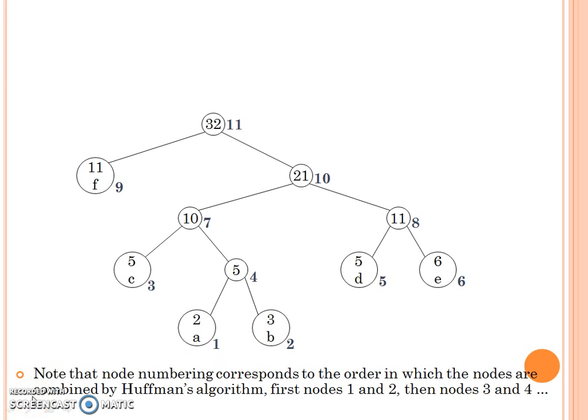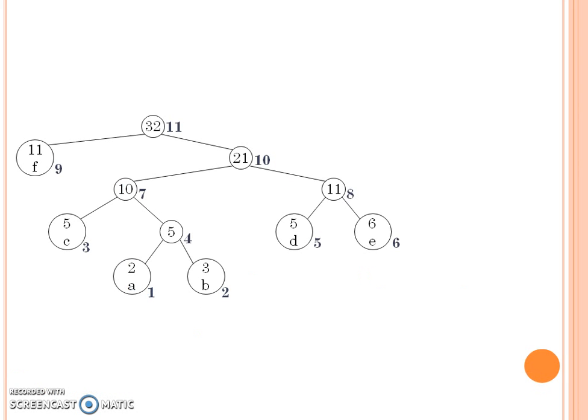Let's see one more example. Note that the node numbering corresponds to the order in which nodes are combined by Huffman's algorithm: first nodes 1 and 2, then nodes 3 and 4. Now consider this tree in which we have 11 nodes. We have symbols A, B, C, D, E and F here. And now one more B is received. But we already have B.